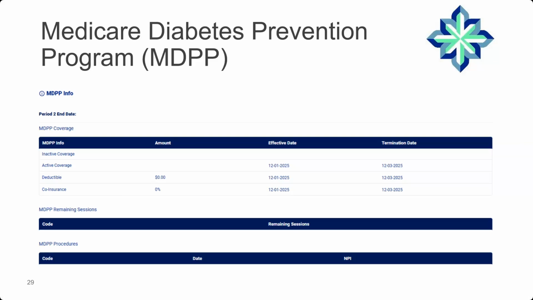Now, at the top of the screen, you see a period end date up in the upper left section. The MDPP program is set to last 12 months. Originally there was an optional second 12-month period of maintenance sessions that could be provided, but that was eliminated in 2022.